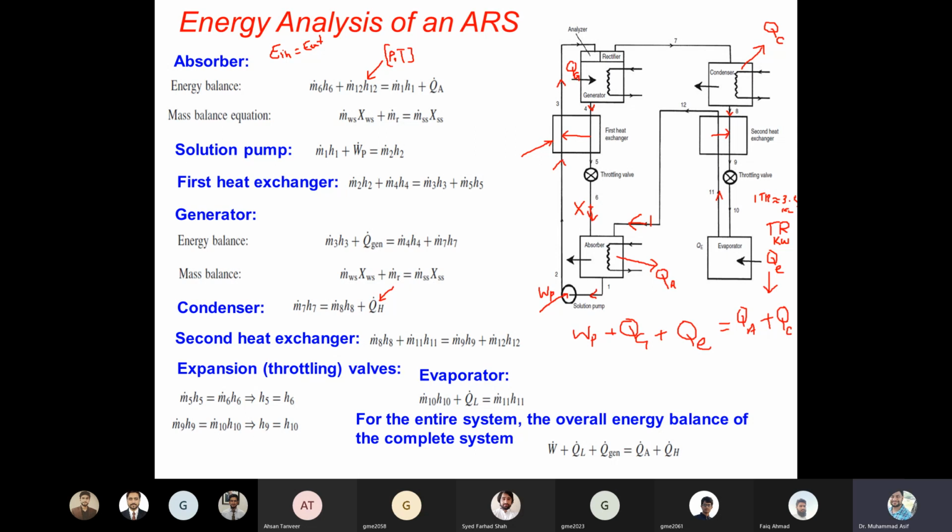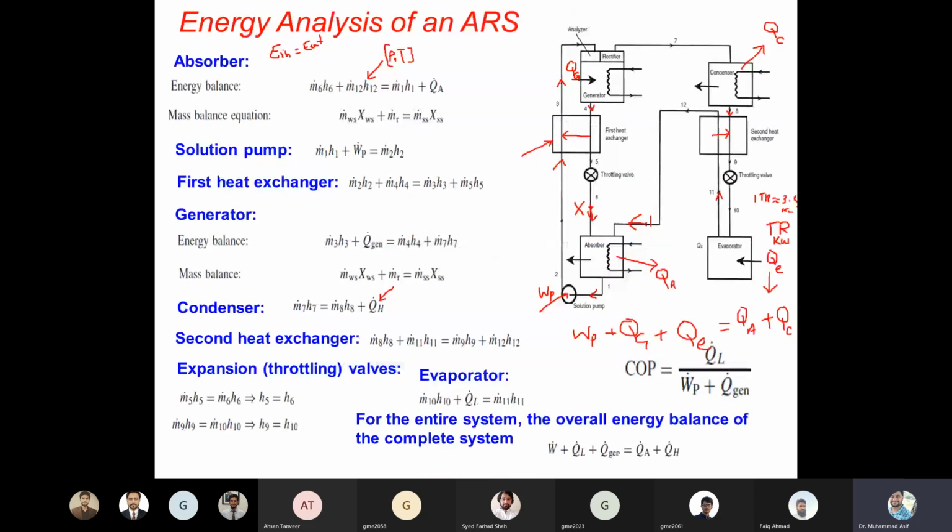And lastly, we can have the performance evaluation in the form of the coefficient of performance. That's the ratio of the cooling produced, which is the output, divided by the input. The input is in the form of QG in, the heat provided in the generator. Normally the input also includes the pump, but we neglect WP because it is so small. But for a more accurate calculation of the COP, you can include the work input of the pump, however small.